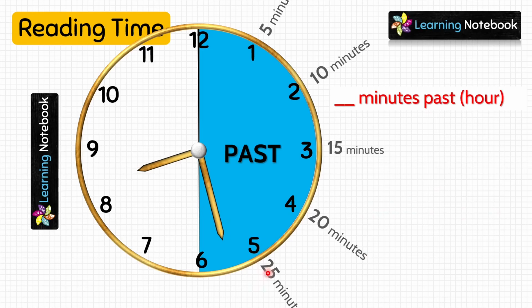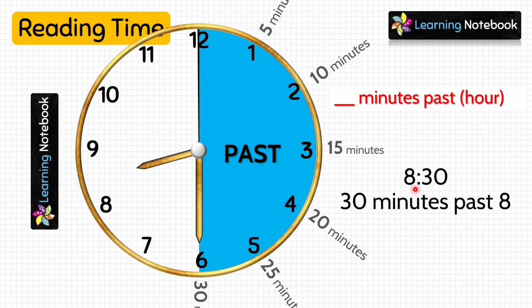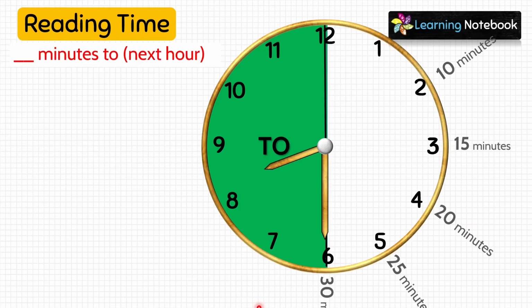Now the minute hand moves to the next number 6. 30 minutes have passed. So we say time is 8:30 or 30 minutes past 8. Students, we also read this time as half past 8. Now let's see some examples when the minute hand is on the left side of the clock, that is in this green part. So we will read the time as dash minutes to next hour.